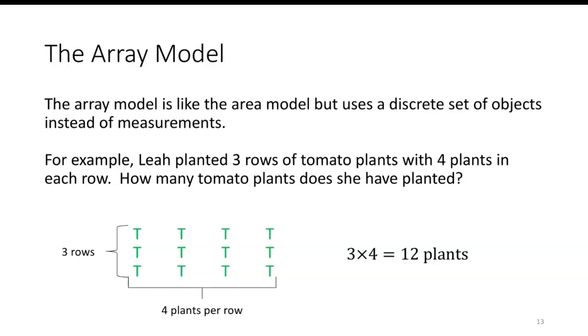So for example, Leah planted 3 rows of tomato plants and 4 plants in each row. How many tomato plants does she have? You have 3 rows, so I have 3 rows of T's, and in each row, I put in 4 different T's, so 4 plants per row. If you look at it, this is basically 3 rows, 4 plants in each row, 3 times 4. If you want to count it, 4 plus 4 plus 4, however you go about it, you end up with 12 plants.